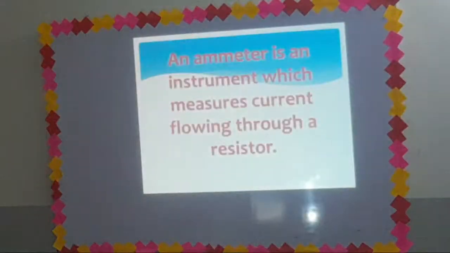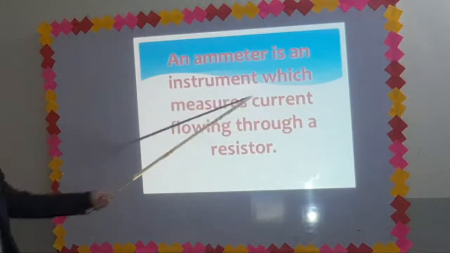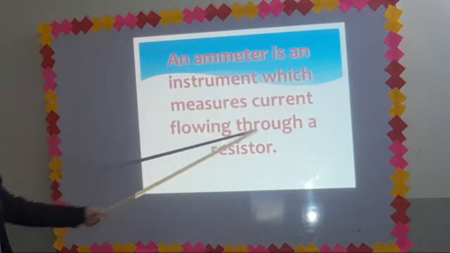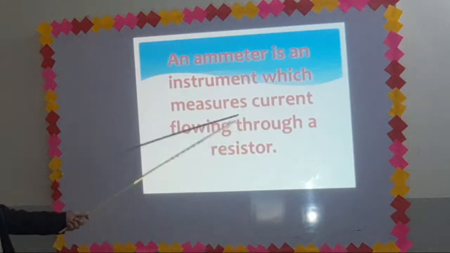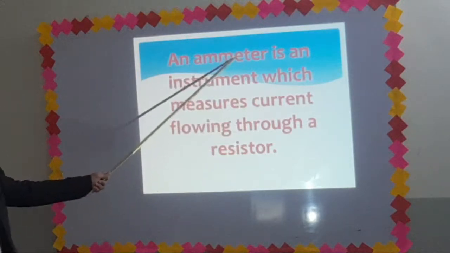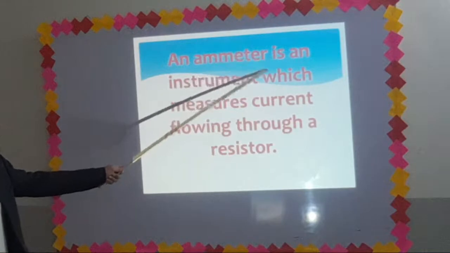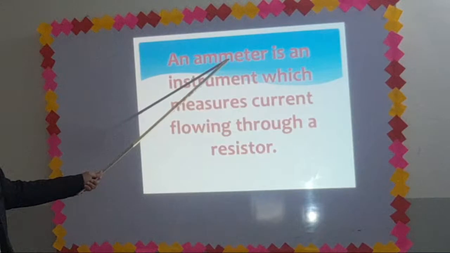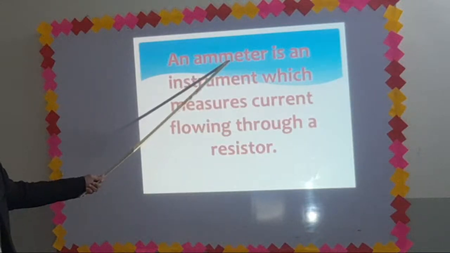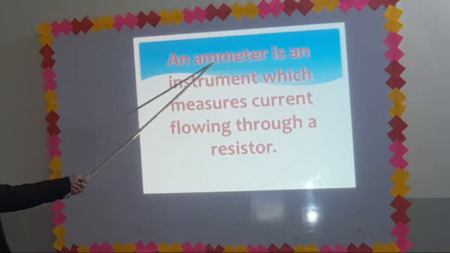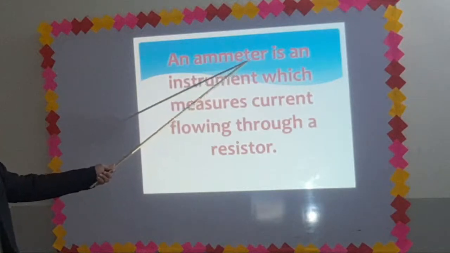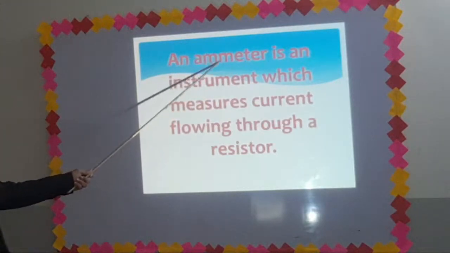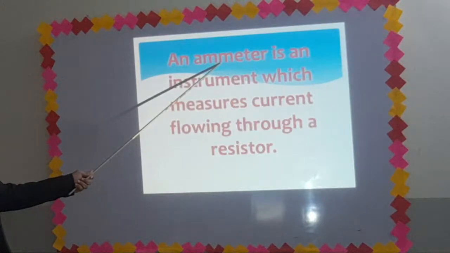Waiting for your response. What is an ammeter? An ammeter is an instrument which measures current flowing through the resistor. Galvanometer is used to detect current, while ammeter is used to measure current. Basically, it is a galvanometer, but we have made some modification in the galvanometer to convert it into an ammeter. An ammeter can be connected in series, just like a galvanometer.